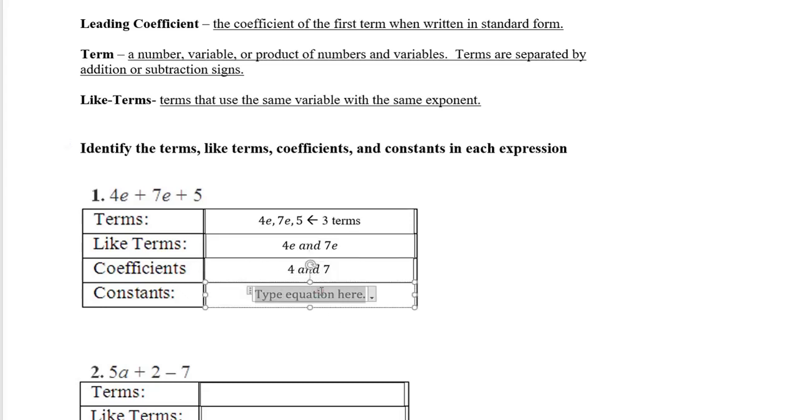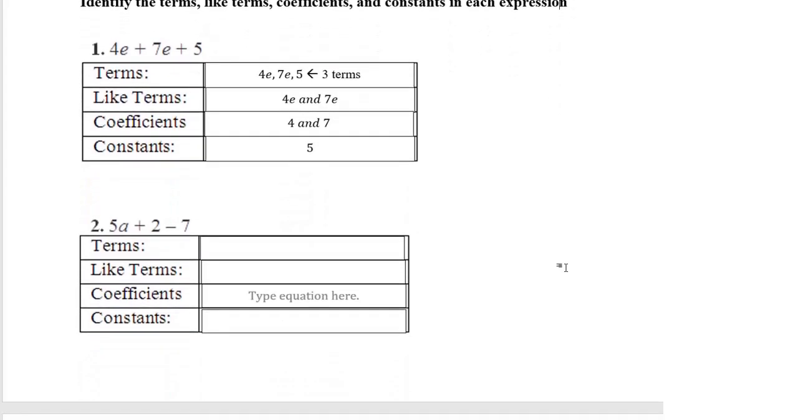And then finally, constants. Constants are always going to represent the same number no matter what, and that would be 5. 5 will always be 5 in this expression. 7e will vary. That's why we have a variable next to it. It varies depending on what the value of e is. All right, let's try these on your own, number 2.